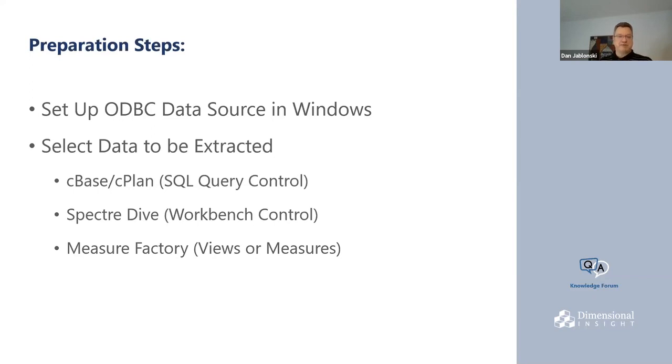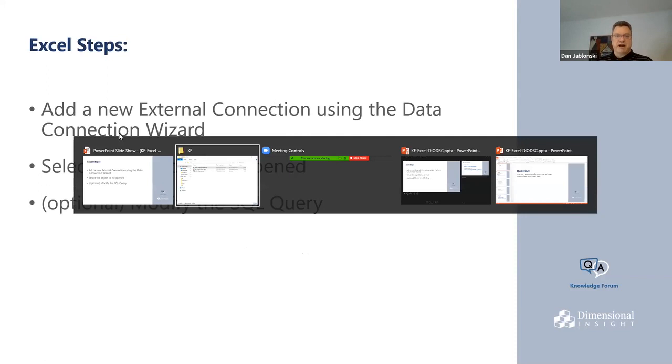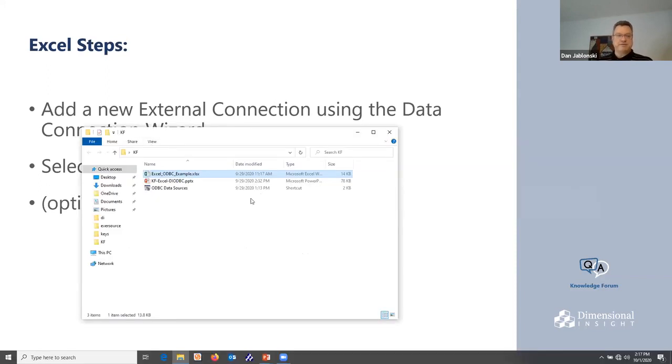Once we've got an ODBC data source and have some data, it's time to go into Excel. We'll go to the data connection wizard, we'll point at a DiveLine server, and we'll pick the thing we want to open. We might or might not then have to modify the SQL query in order to get the data we actually want to see. So let me just go back to Excel here.